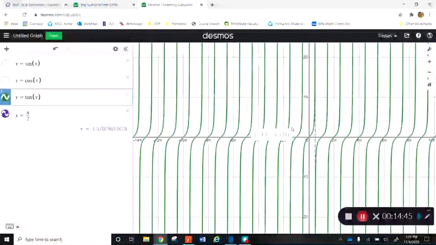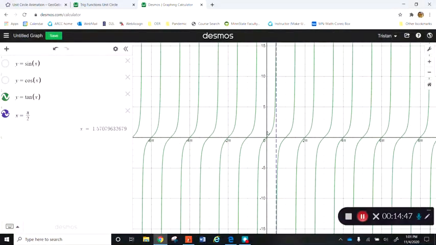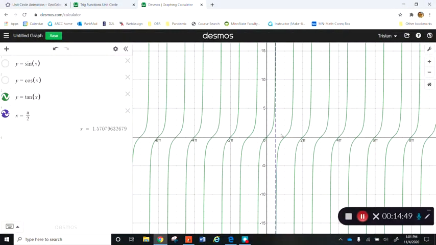I think I'm going to step back now in this video, and in the next one, we're going to look at the sine and cosine waves and break them down with some vocabulary before we start doing transformations.